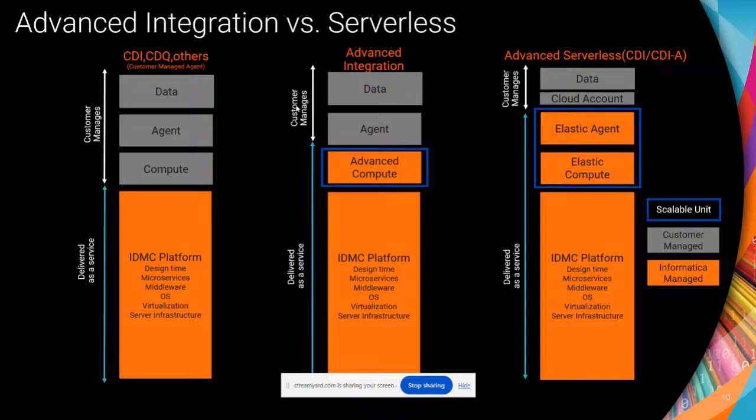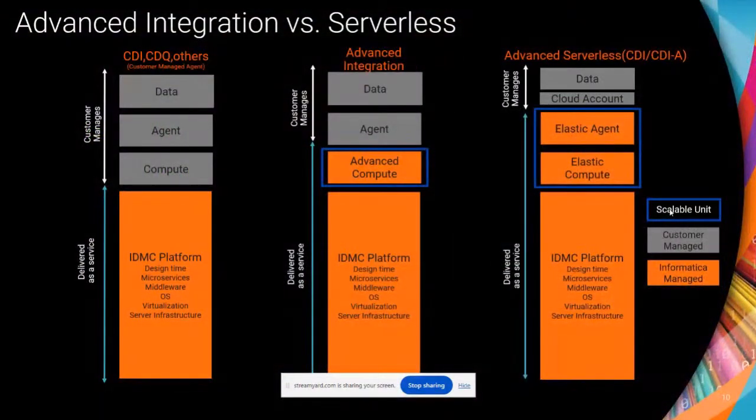And suppose there's a serverless mode where you can build a serverless architecture in your AWS or Azure, and you can use that particular serverless mode to execute your data pipelines. In that mode, your Elastic agent and the IDMC platform are all managed by Informatica, while data, like always, belongs to the customer.